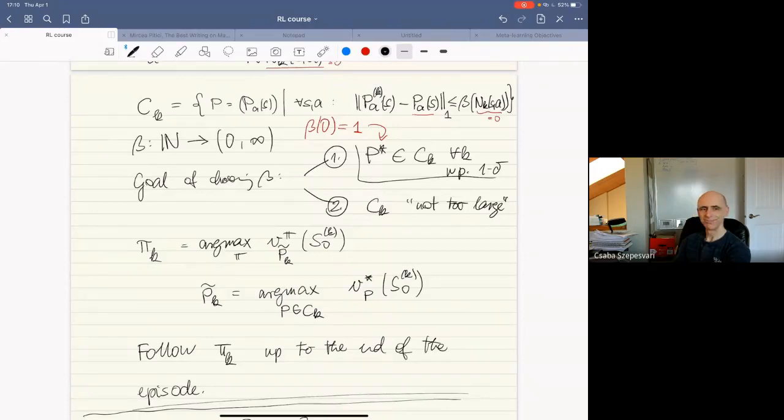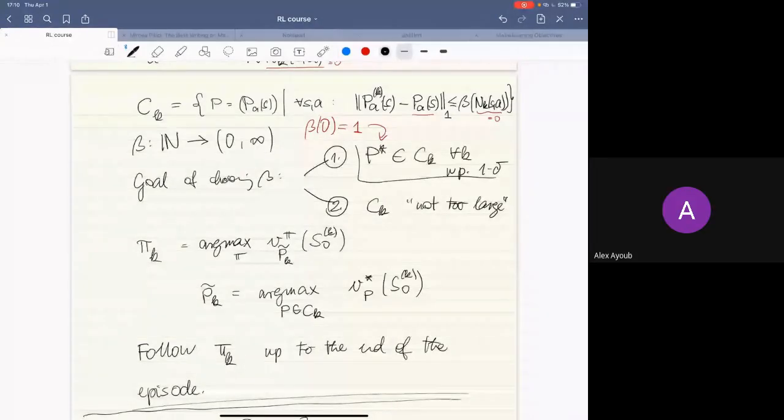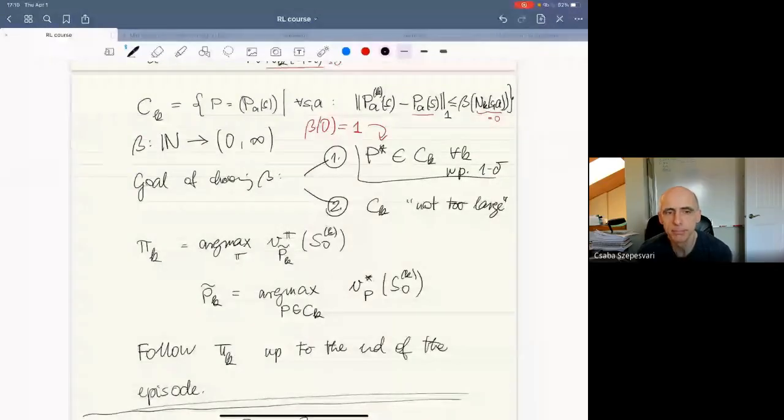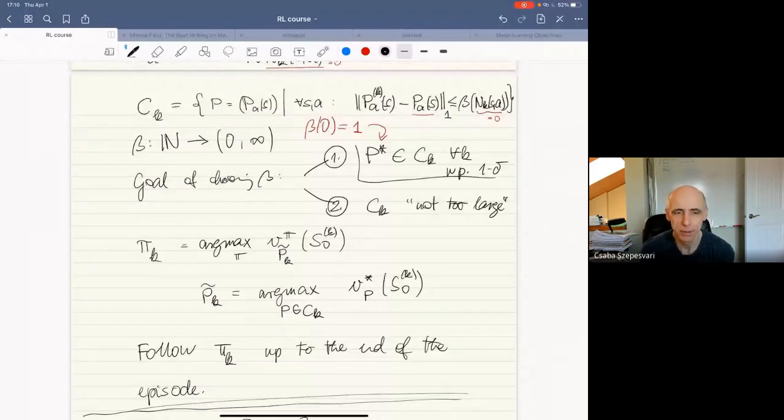Any other questions? How do we compute p tilde? We'll talk about it. It's hard. People worked really hard to come up with computationally efficient versions of this, which also give you good regret bounds.